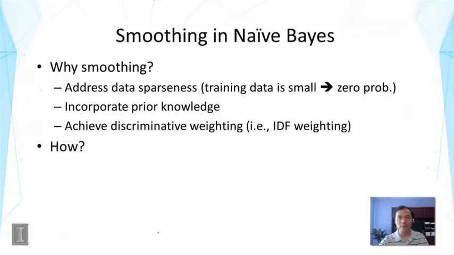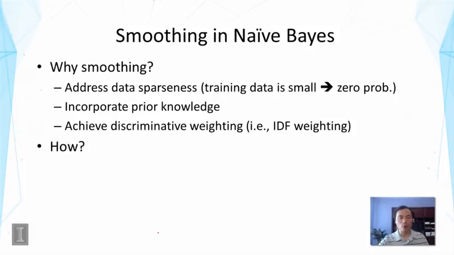In this case, if we have not seen a word in the training documents for, let's say, category i, then our estimate would be 0 for the probability of this word in this category. And this is generally not accurate. So we have to do smoothing to make sure it's not 0 probability.